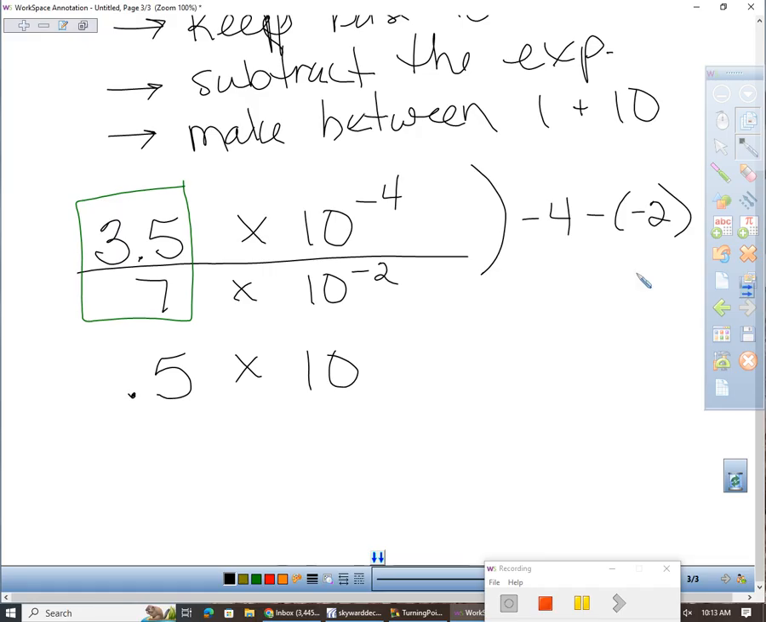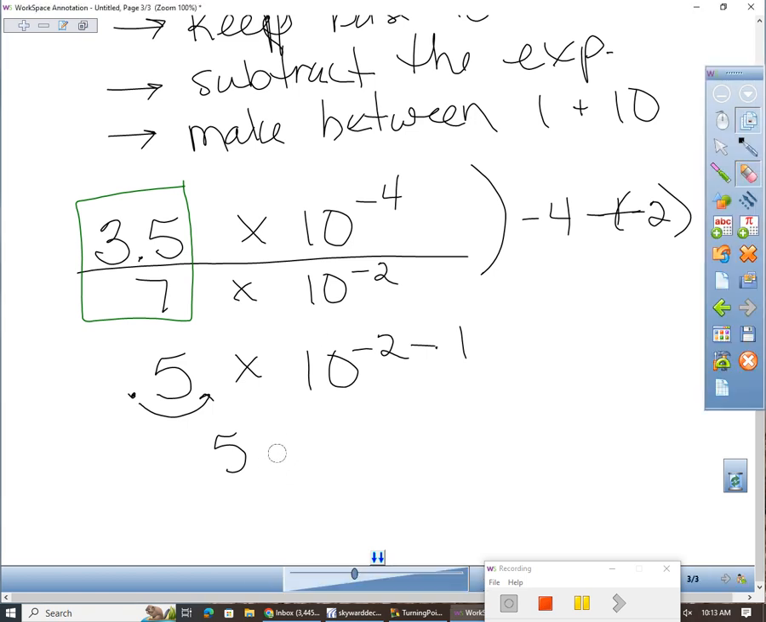Now I wrote it that way so that you could see negative 4 minus negative 2. What do we have going on there? We've got a sandwich, don't we? So it's really negative 4 plus 2, which is negative 2. Now, is 0.5 between 1 and 10? Too big or too small? Too small, so we're going to be subtracting from our exponent. We have to move it over 1. So we get 5 times 10, whoops, didn't write that very good. Sorry about that. 5 times 10 to the negative 3.